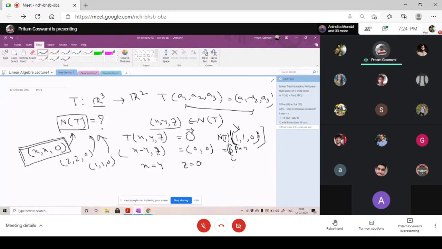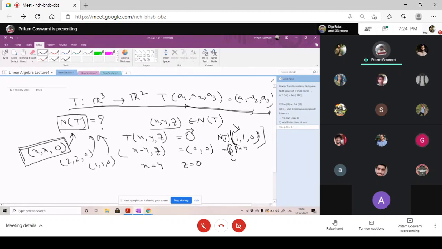And what will be the image? Is it an onto mapping or not? If it is onto, you can say the image is the whole R2. If it is not onto, you cannot say the image is R2, right? So is it onto? No, sir, it's not onto. Sir, the whole line is mapped to 0. No, I'm asking whether this mapping T is onto or not.